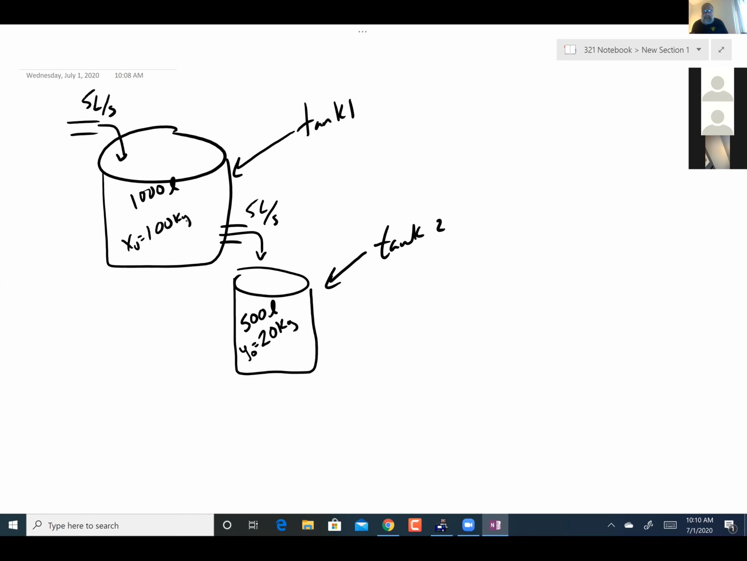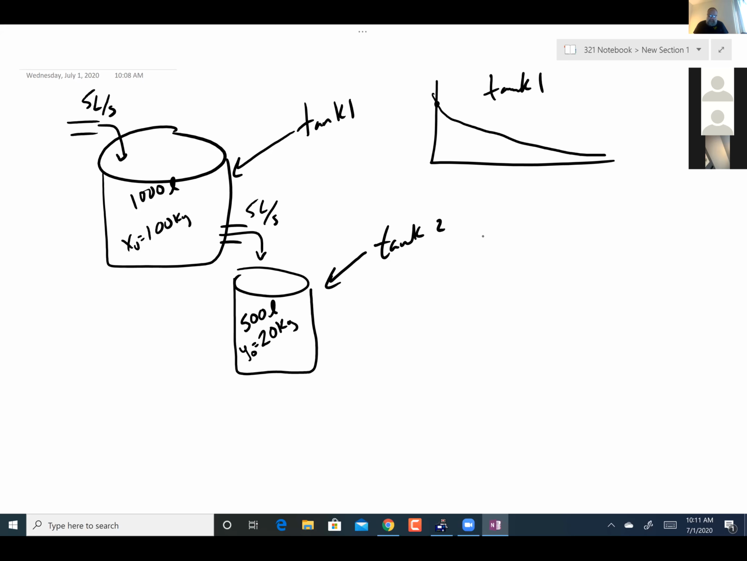Tank 2 is saltier. Is it? Oh, I misread that. I thought I said 200. No, tank 1 is saltier. I thought I said 200 over 500. So we already talked about this. We know what tank 1's going to do. Tank 1's going to tend to 0 over time. That's tank 1. And we knew that before we started this process.